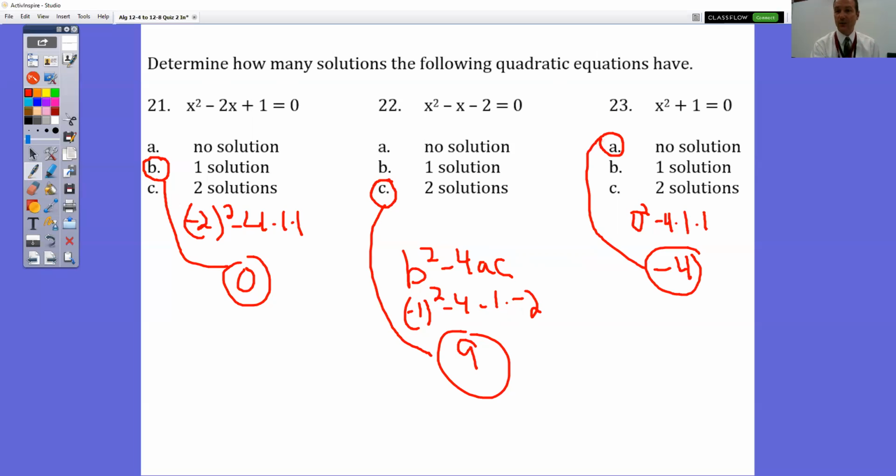You can't do it. That's what your quiz looks like. That's what your homework looks like. If you need help, please ask.